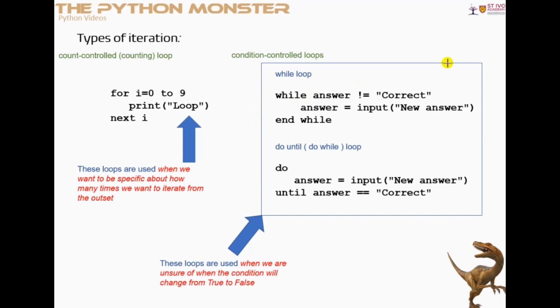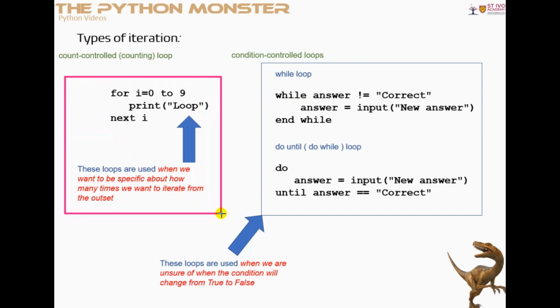So as a summary, what we could say is that count controlled loops are used when we, as programmers, want to be specific about how many times we want to iterate, and to be able to do that from the outset. So if we ask our program to loop 10 times, then that's what we expect to happen when the program is run. Now there are occasions where we might want to break out of a loop early and not complete the full count, but for the most part, if we are going to hard code a requirement to print X number of times, then that is what we want to happen.